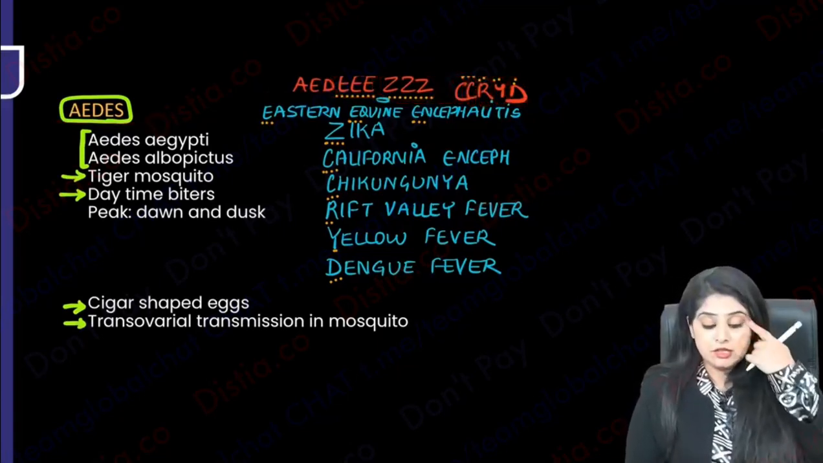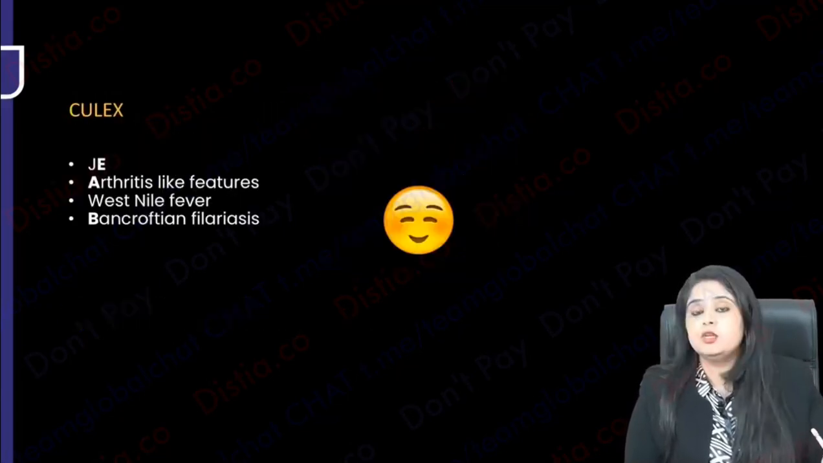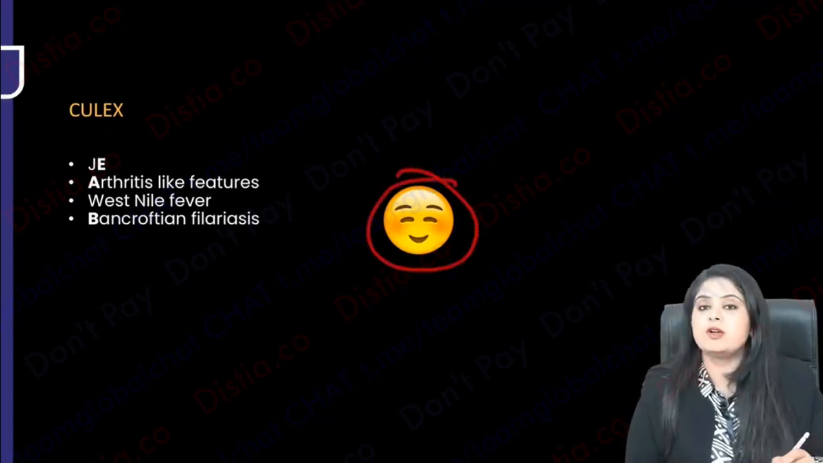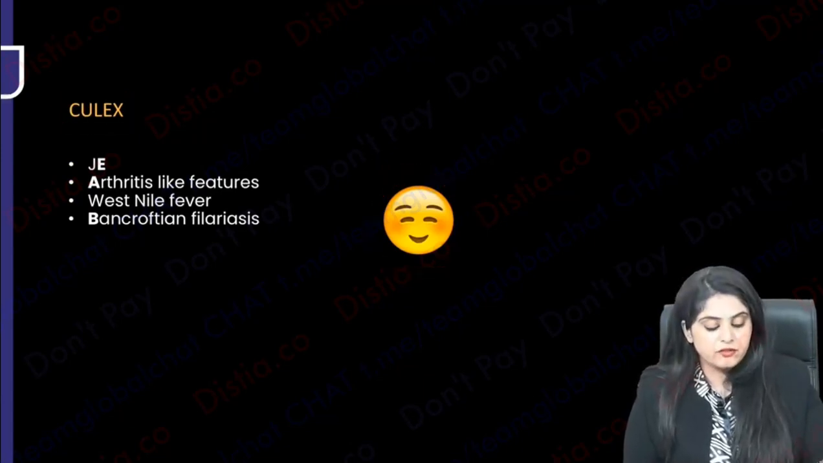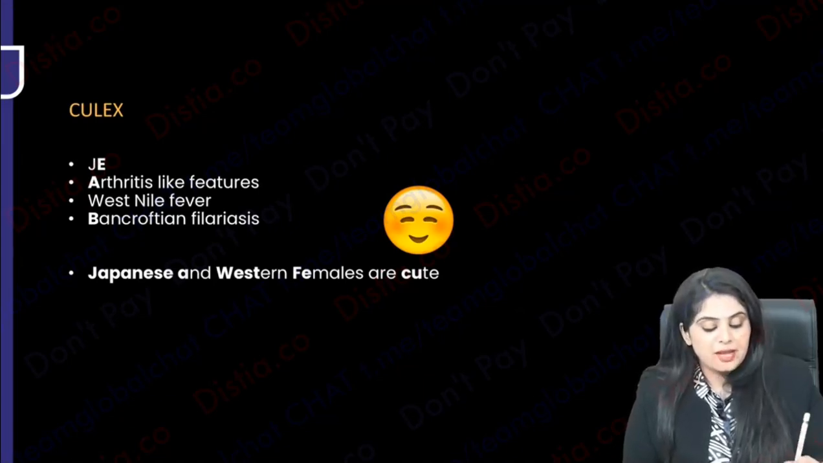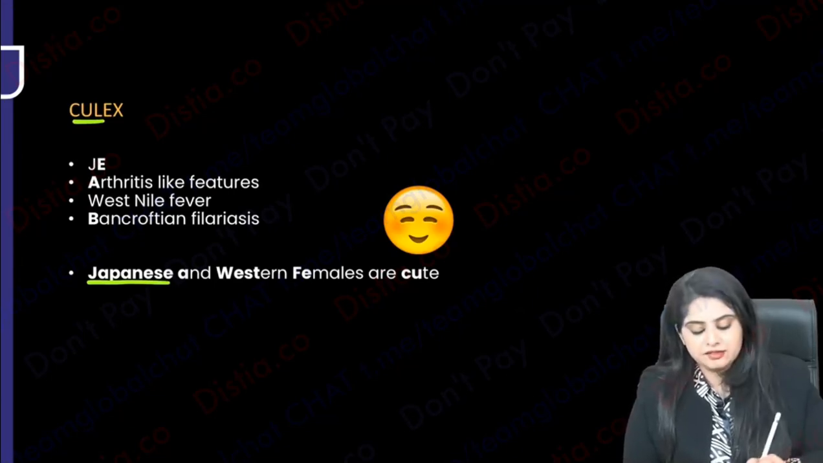So the last one is what is transmitted by the Culex. So for Culex, please remember, why have I got this emoticon? Because I'm going to give you a kind of weird mnemonic for it, a cute one. Japanese and Western females are cute. Japanese will definitely, so cute, actually cute is going to be for Culex. So that is how I wanted to put up something related to it.